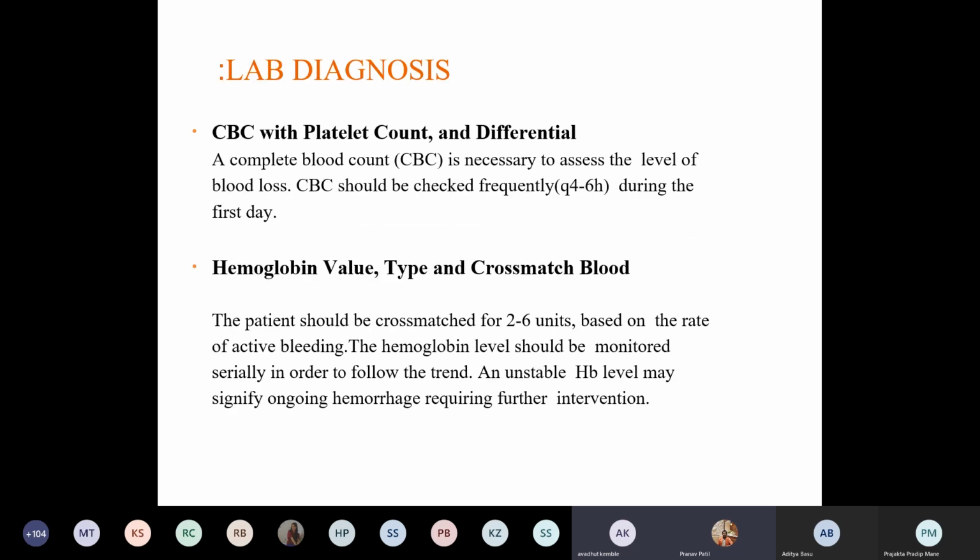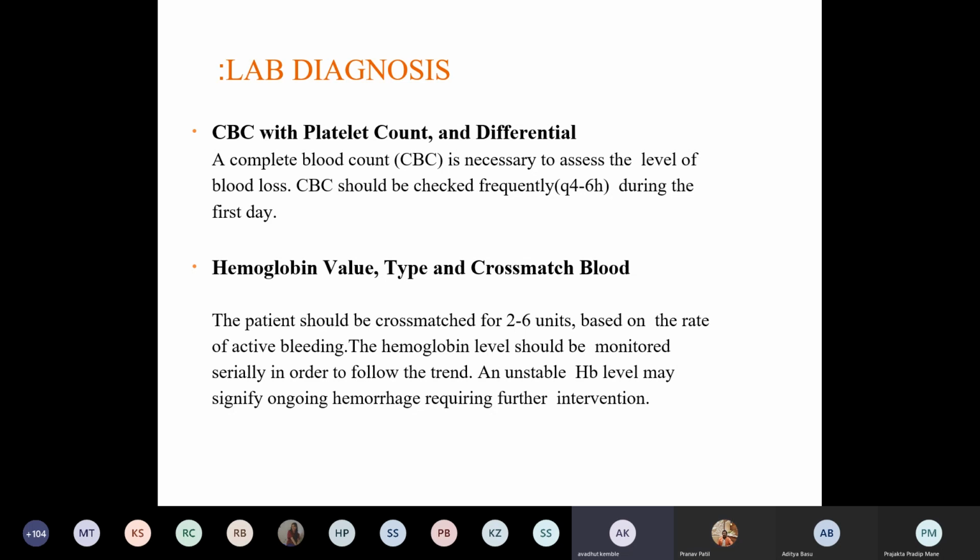Now, what are the lab investigations? Most important, the lab investigations play a major role for this upper GI bleeding. First and foremost important is the complete blood count. So how is this complete blood count going to be helpful? According to the hemoglobin level, you will come to know how much loss of blood has been there, and you can plan accordingly for transfusions if needed.